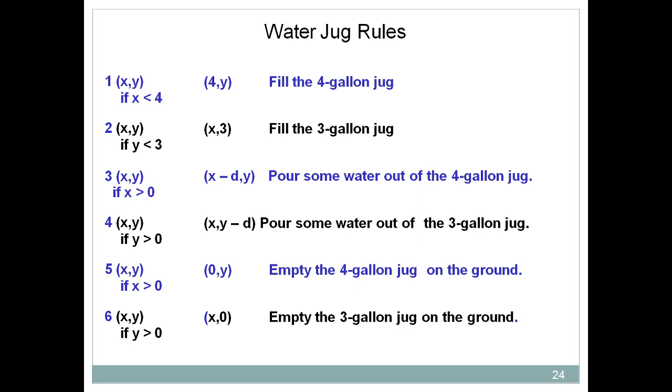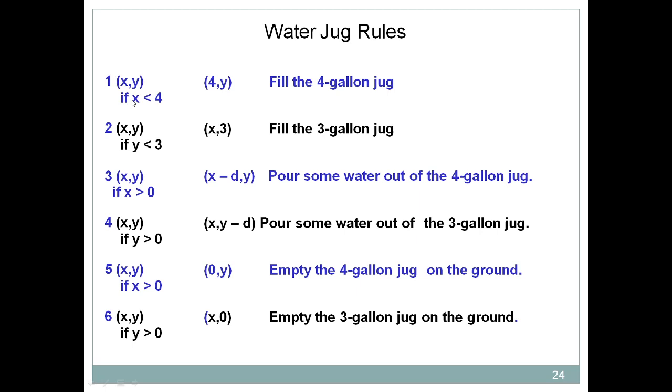Now see here, I have formulated the first rule. What is the first rule? (x, y), where x represents the 4-gallon jug and y represents the 3-gallon jug. And what is the possibility? Fill the 4-gallon jug. I have filled the 4-gallon jug, so what is the value of x? The value of x is 4, and the value of y remains as it is, because I have filled only the 4-gallon jug. That's why x is replaced by 4.